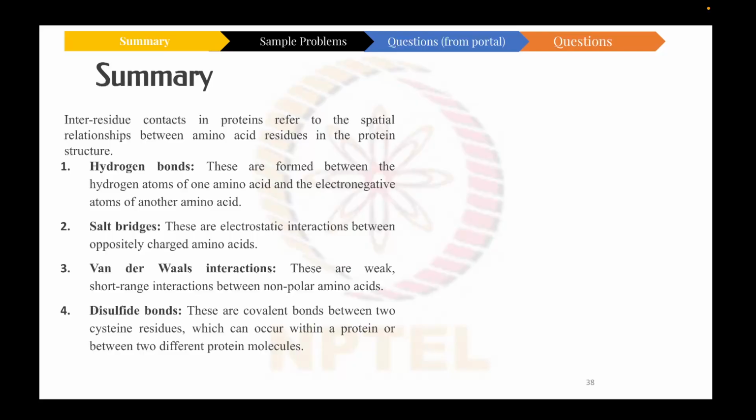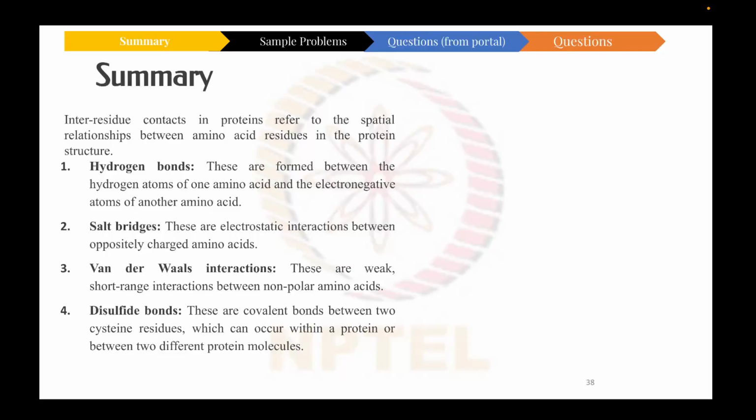These contacts play a crucial role in determining folding and stability of the protein, as well as their interactions with other molecules. The different types of inter-residue interactions include hydrogen bonds. These are formed between the hydrogen atom of one amino acid and the electronegative atom, such as oxygen and nitrogen, of another amino acid. Hydrogen bonds are important for stabilizing secondary structures such as alpha helices and beta sheets.